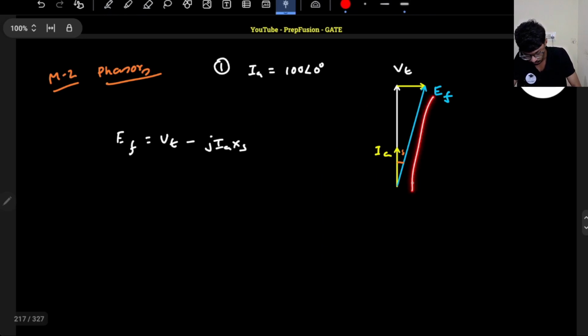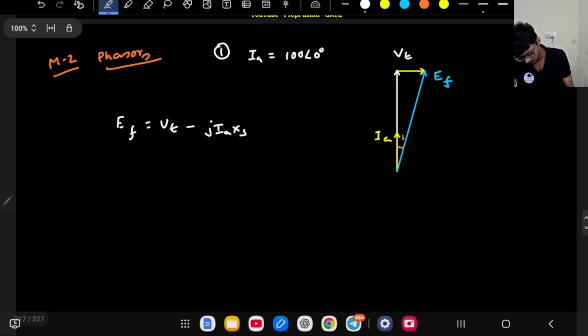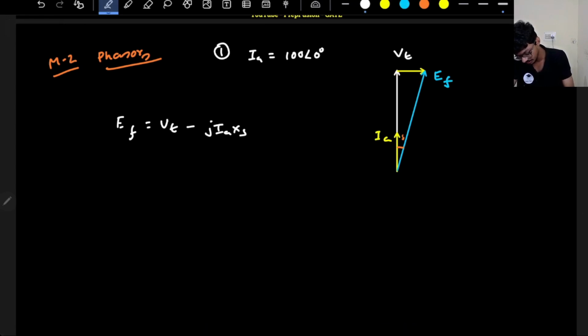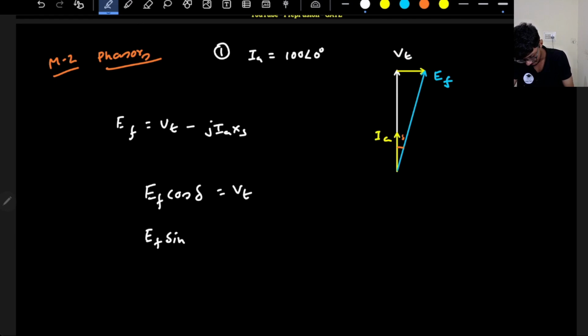So this EF will have two components. One will be along this line, another one will be perpendicular. So the EF cos delta, the projection of EF cos delta, will be just this length, this phasor, that is VT. And EF sin delta, this perpendicular component, will be just this length. What is this length? IA into XS. So I can easily find out what is tan delta.